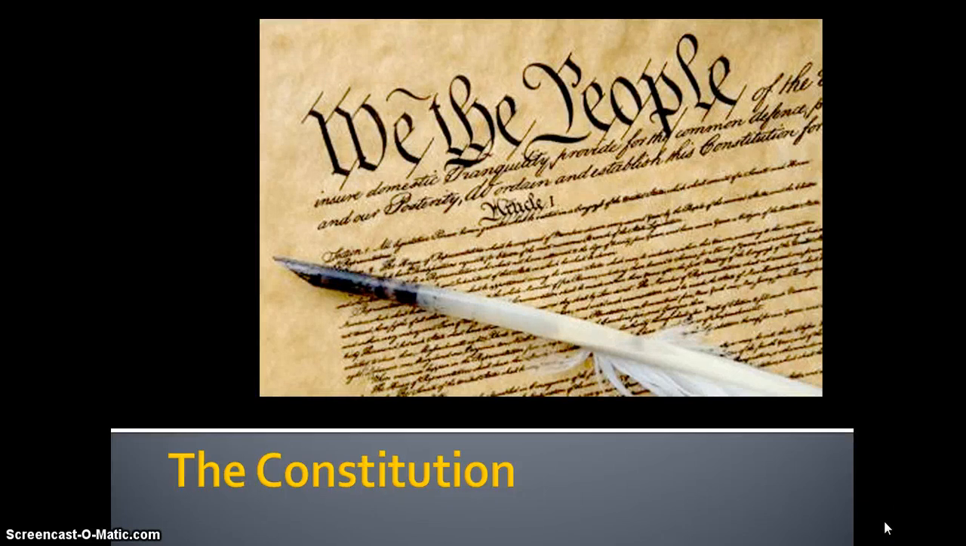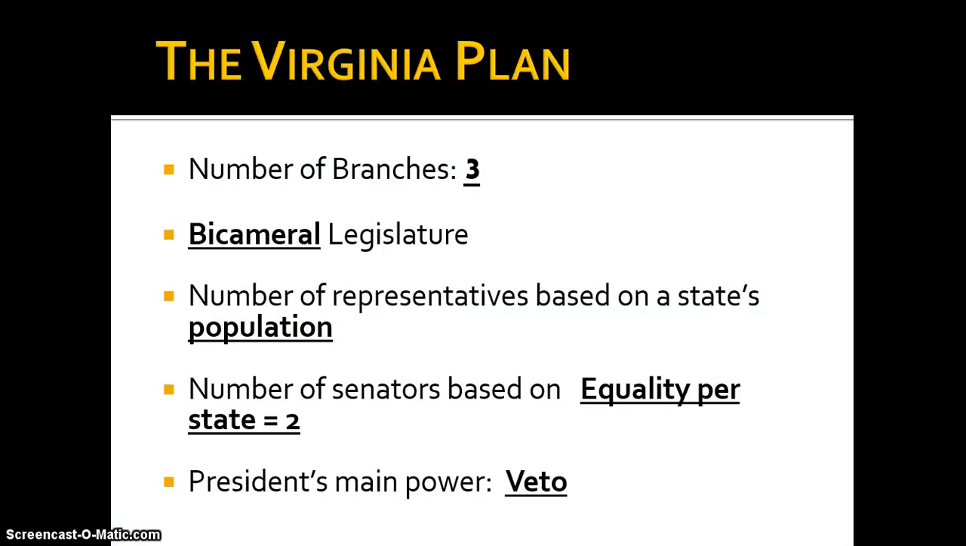The Constitution, Lesson 2. Today we will be talking about how the Constitution came to be written and the different compromises, etc., that went into producing the document. The first plan we will look at is the Virginia Plan. We will contrast it with the New Jersey Plan.